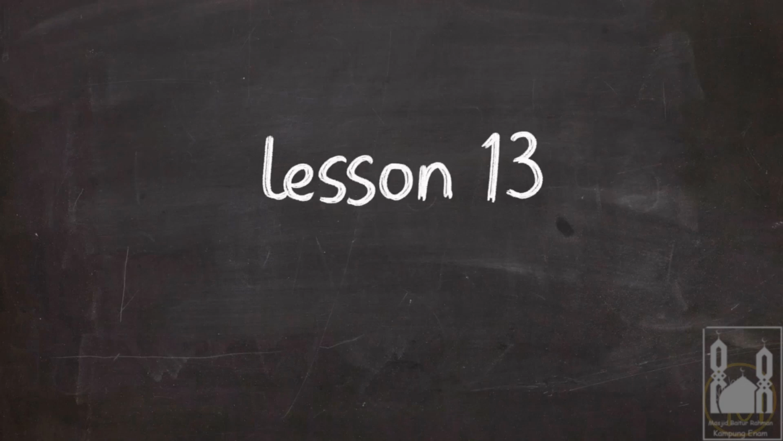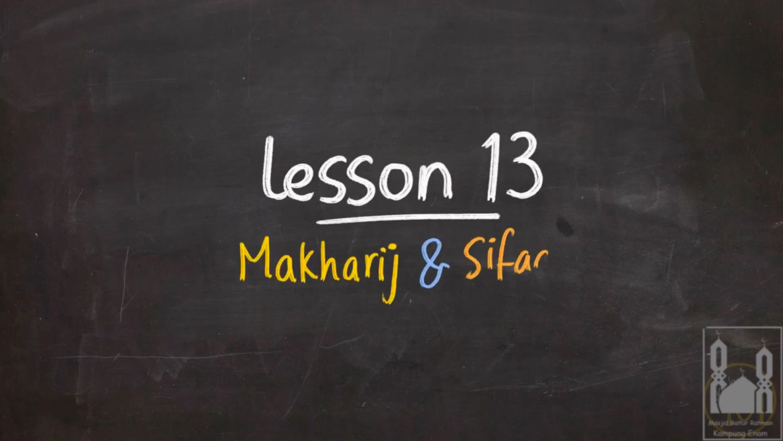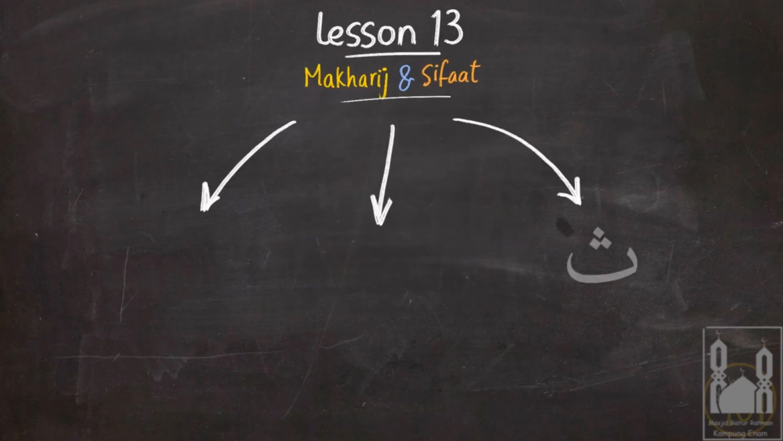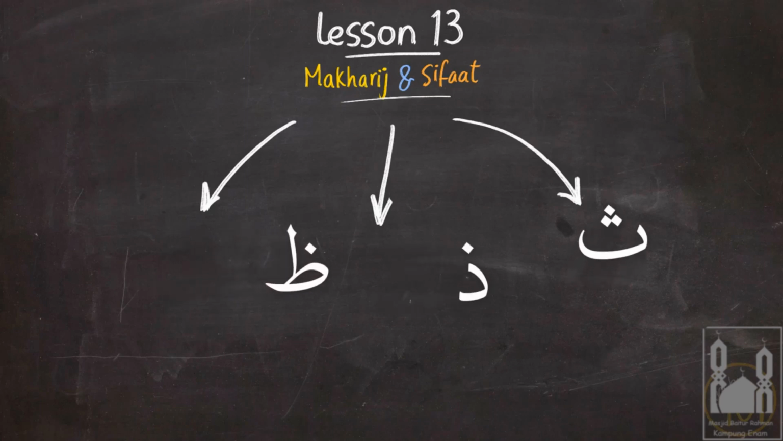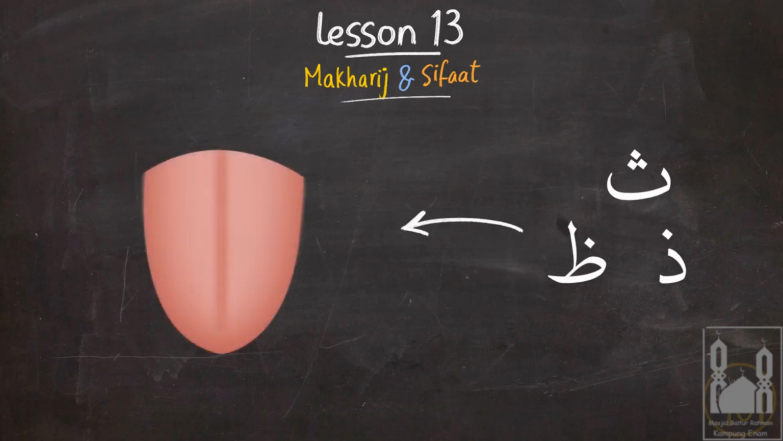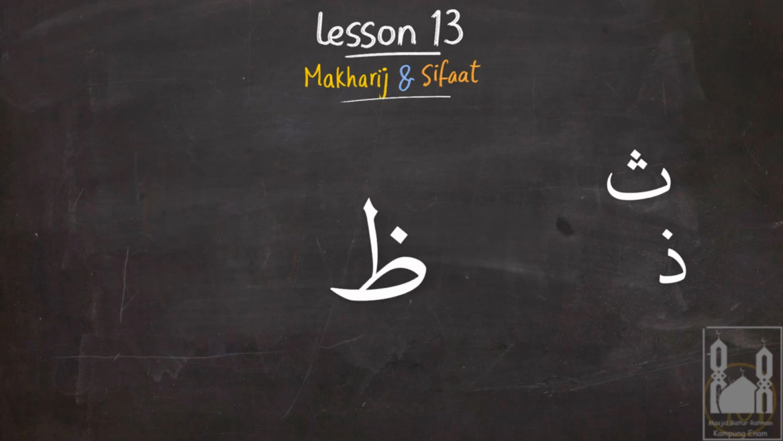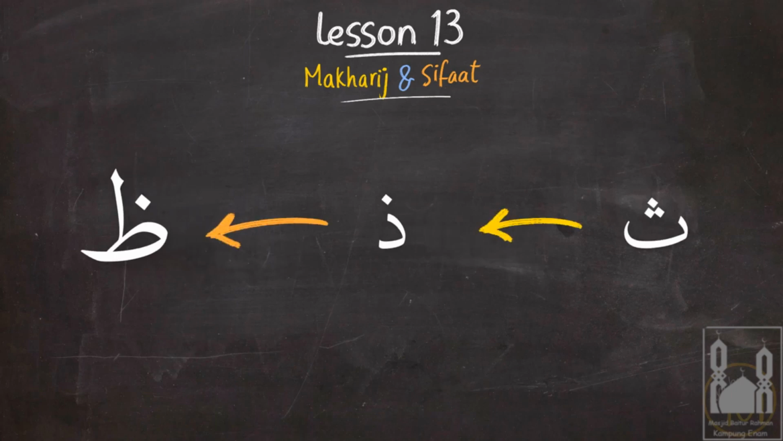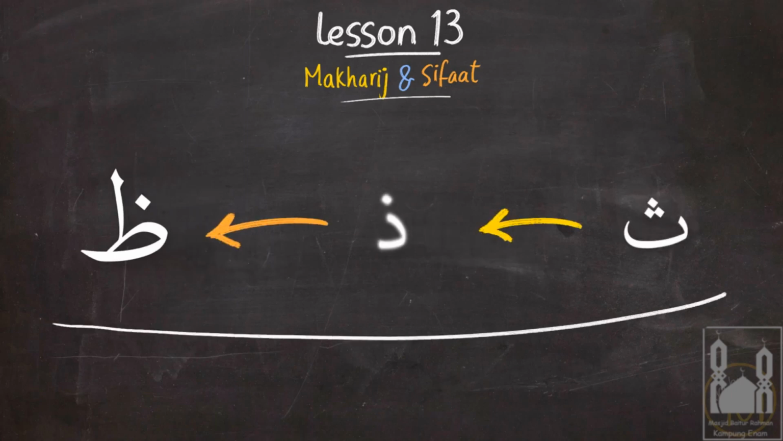This is lesson 13 of Mahraj and Sifat series. In this lesson, we'll tackle 3 letters: Tha, Dhal, and Dha. And for these 3 sounds, we'll be using the tip of the tongue. If you're particularly curious about Dha, one of the more problematic sounds, it is important to watch the entire lesson to understand how we'll use the other 2 sounds to reach a point where Dha is extremely easy to produce, inshallah. So take it step by step.